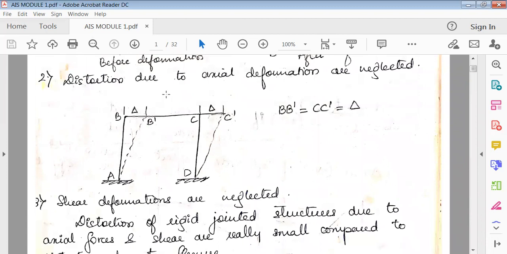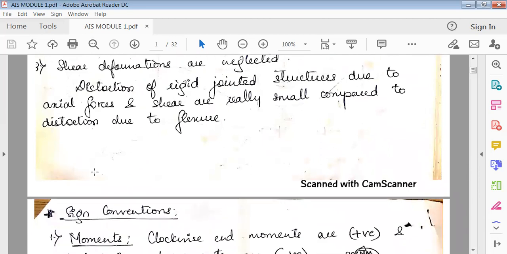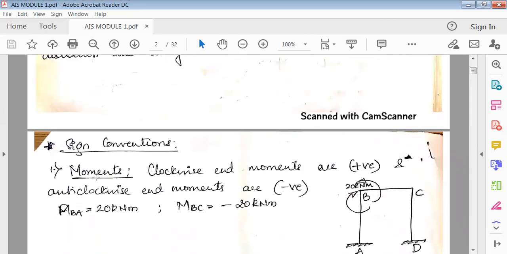Again, shear deformations, because when you apply a load on any part of this member, the dominant factor here is that flexure takes place. So we are more interested in the flexure of the beams, and hence the shear parameters are neglected. Of course shear exists, but it is very minute, very small. So these are the three assumptions we are going to make throughout this module.